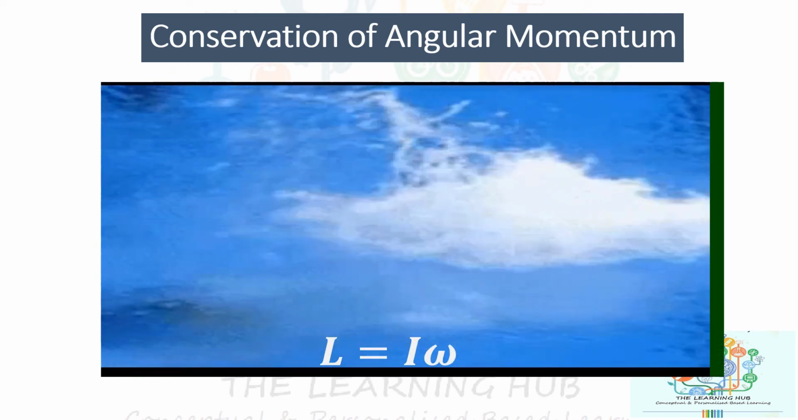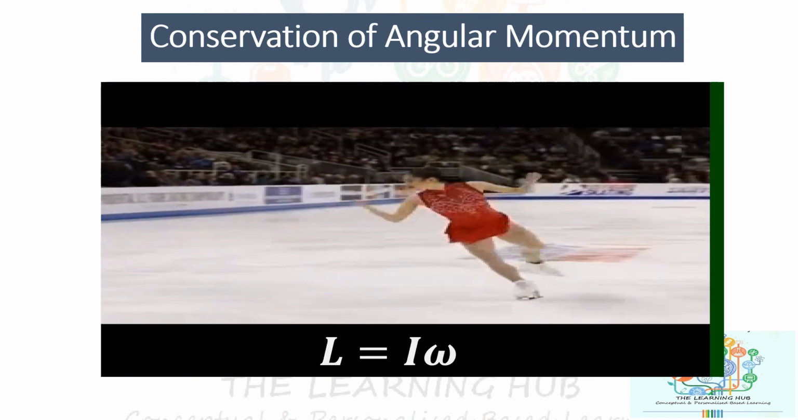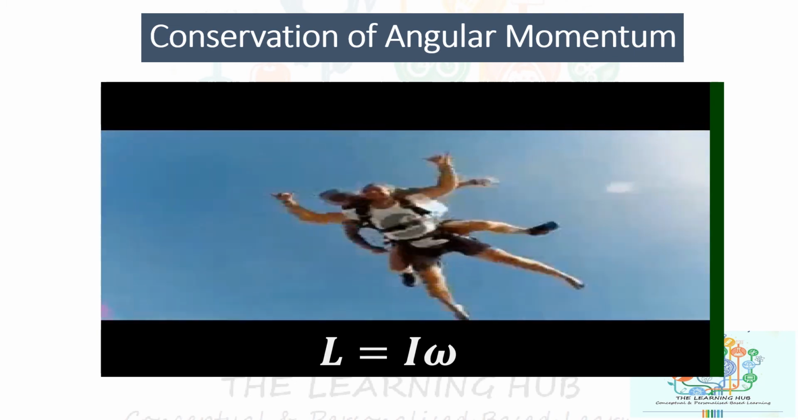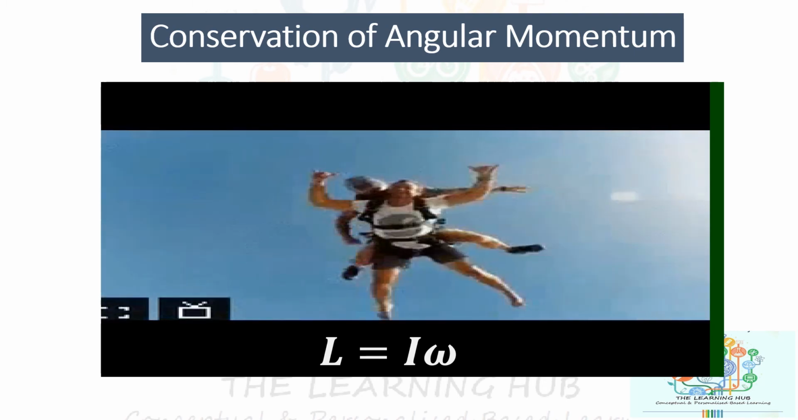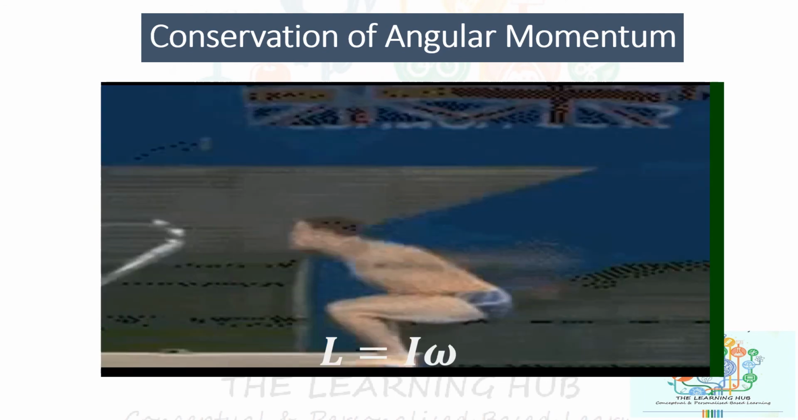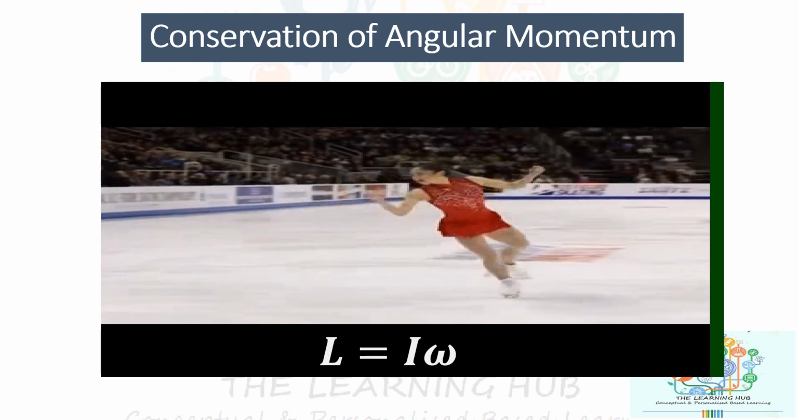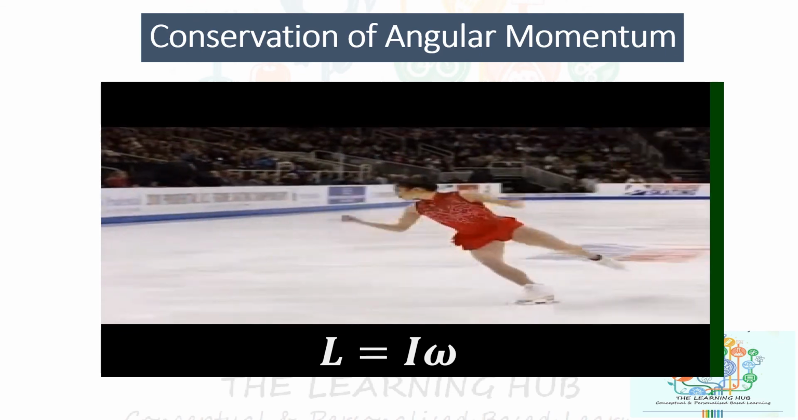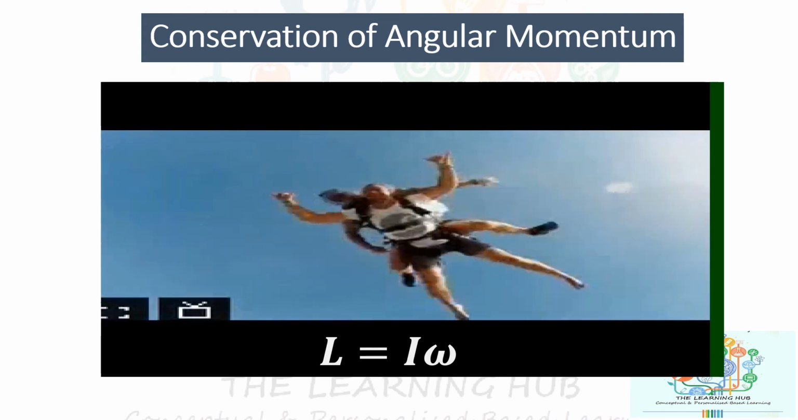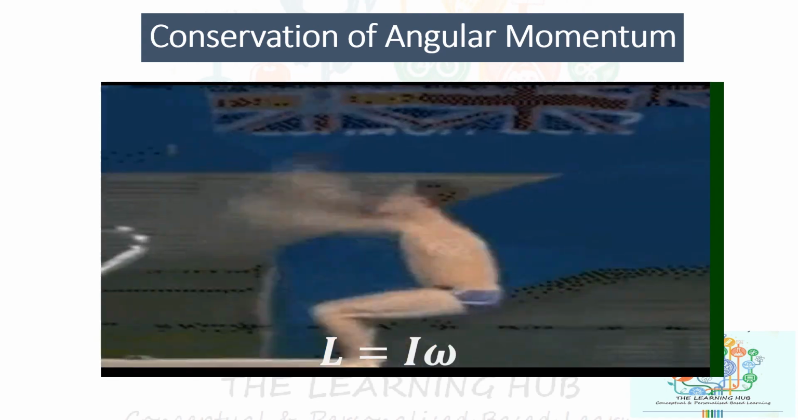Now we'll try to see why a diver or a skater spins faster when they bring their arms closer to their body. This is due to angular momentum conservation, where you can see I omega: the moment they bring their arms closer, the I gets decreased and the omega gets increased. That's why they spin more when they close their body together as compared to when they are spreading their arms.